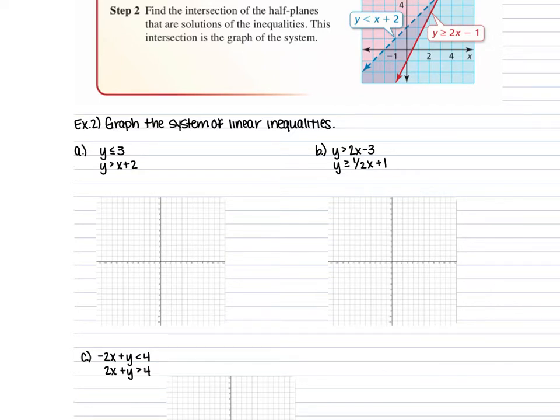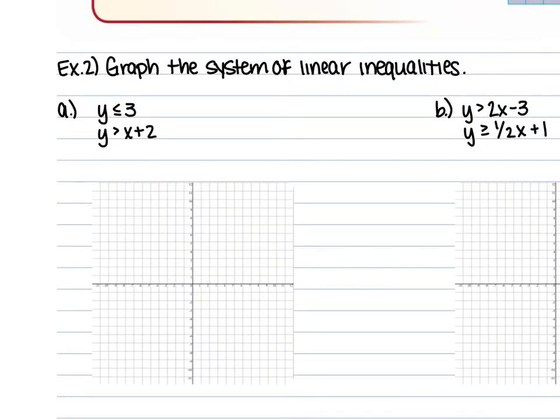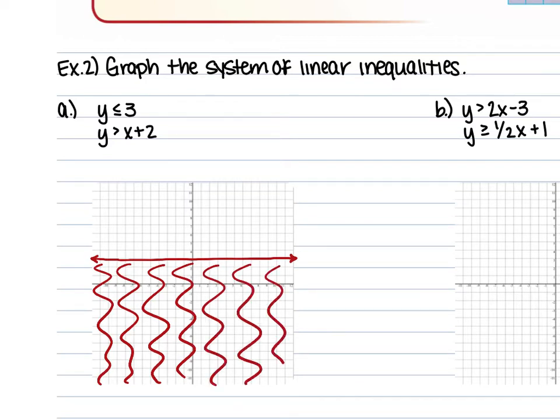So if we look at example A, we have y is less than or equal to 3, which gives us a solid line that goes through 3 on the y-axis. The shading for this one would be below that line. So I'm just going to draw lines underneath it so that I see where the shading for this exact line belongs. Then I'm going to look at my next line.